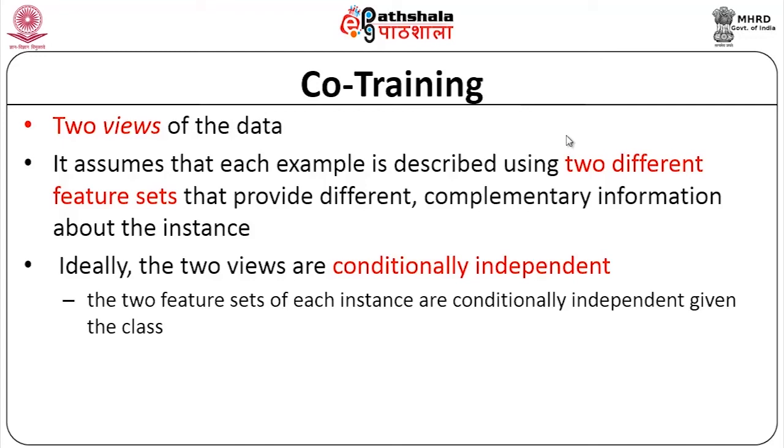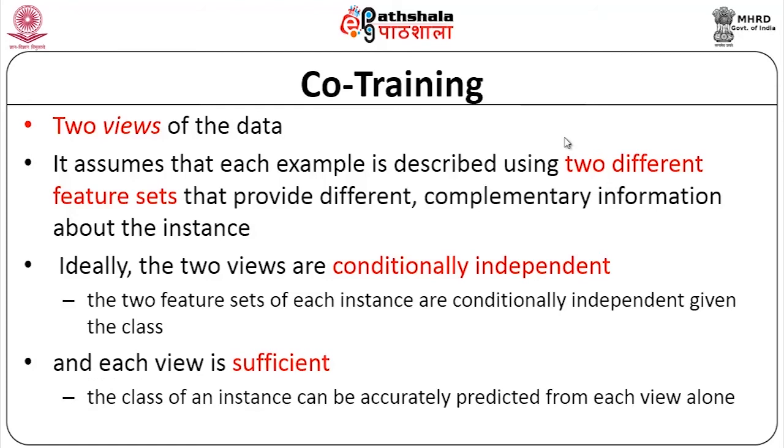The two feature sets of each instance are conditionally independent given the class. And each view is sufficient to determine the class, that is another assumption we make. The class of an instance can be accurately predicted from each view alone. For example, let us take a cricket ball. If it is red, it is a cricket ball. If it is of a particular size, it is a cricket ball. So, the class can be found irrespective of the view. Nowadays you have white also, I am just taking that example. So, each view is sufficient to determine the class.